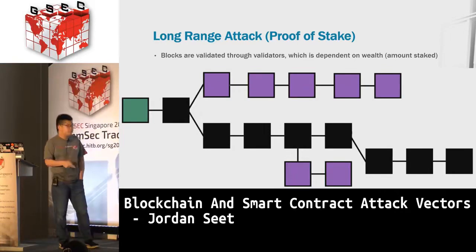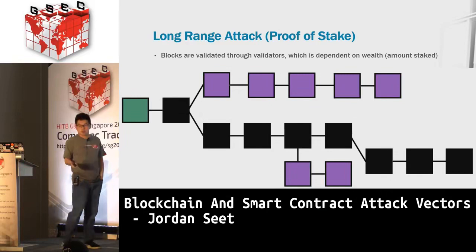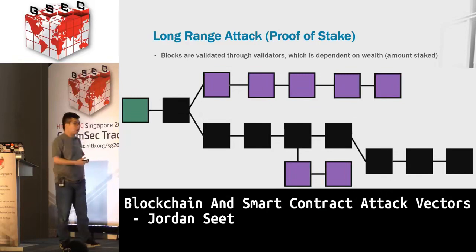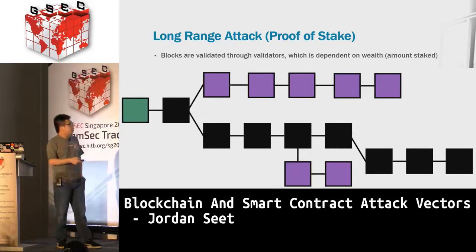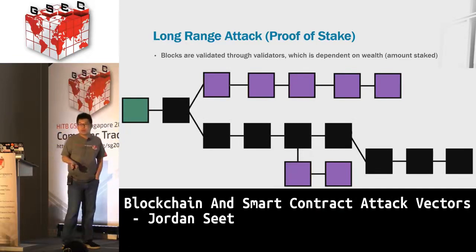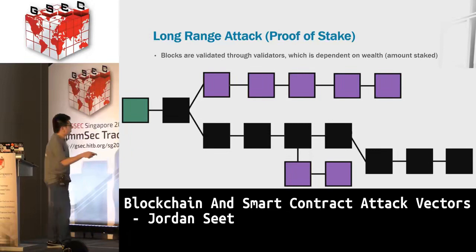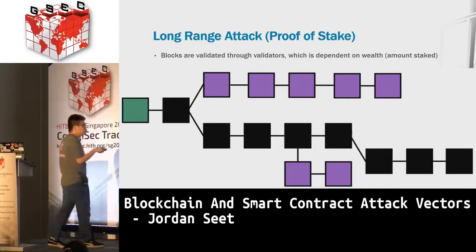In this case, the problem here is that it is not computationally expensive to generate a new chain of blocks. In Bitcoin, with hashing power, yes, it is expensive due to energy and the sheer amount of hashing required. But here, because it's just wealth, let's say this was the original good chain, and I'm an attacker, I come back to this chain, and then I create a new branch.